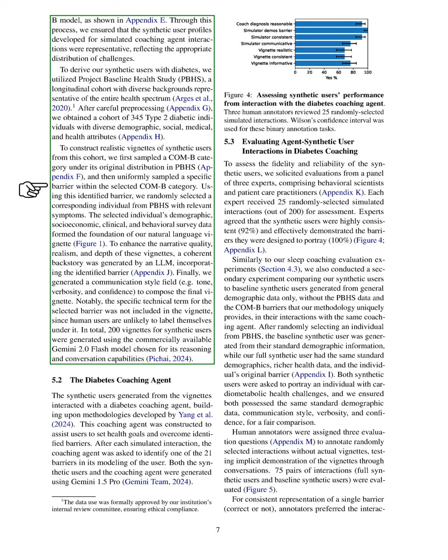To construct realistic synthetic user vignettes, we sampled from the COM-B categories and selected specific barriers. We then matched these barriers with individuals from the cohort, using their demographic and health data to create detailed narratives. We enhanced these vignettes with a coherent backstory generated by a language model, ensuring that the technical terms for barriers were not included, as users typically do not label themselves in such a way. Ultimately, we produced 200 vignettes using the Gemini 2.0 Flash model, chosen for its strong reasoning and conversational abilities.